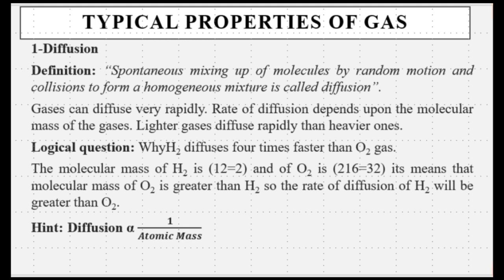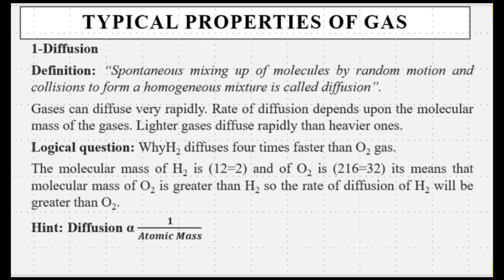Now we are going to discuss the typical properties of the gas. First of all, the definition of diffusion. The first property is diffusion. Diffusion is basically automatic or spontaneous mixing of the molecules, and this mixing depends upon the random motion and collision of the molecules for the formation of a homogeneous mixture. That is called diffusion.